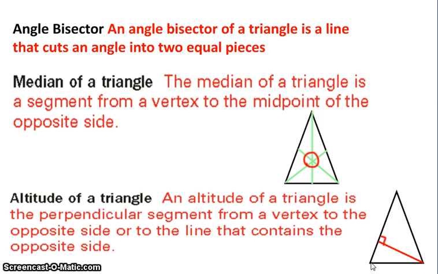So draw the next altitude here. Right there looks about right, and from this vertex down, that is your right angle. And if you take a look, you'll see that they are also concurrent. Again, this is going to be very important in our next lesson.